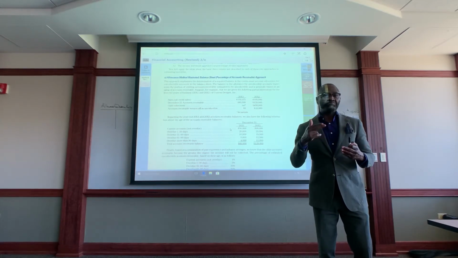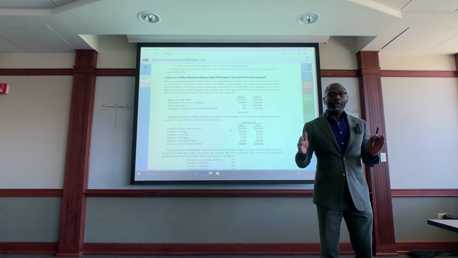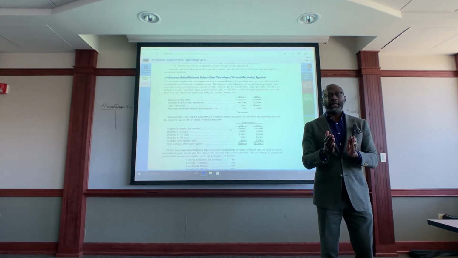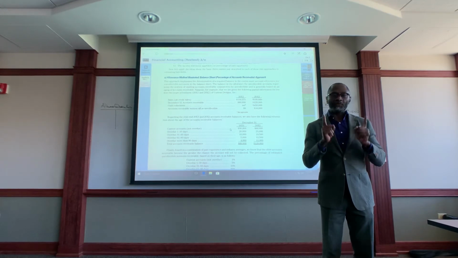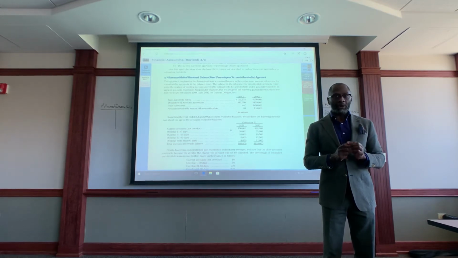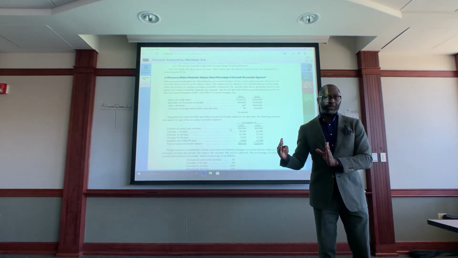By doing the aging and calculating the aging of the accounts receivable, it's going to give us the predetermined ending balance in the allowance account. That's very important when you use the allowance method. Do the aging, get the ending balance in the allowance account.